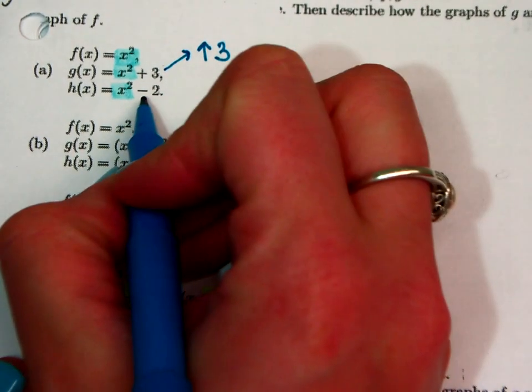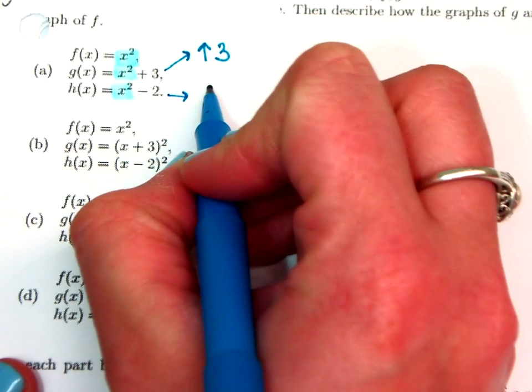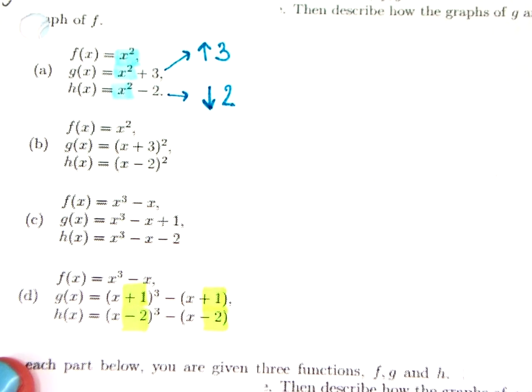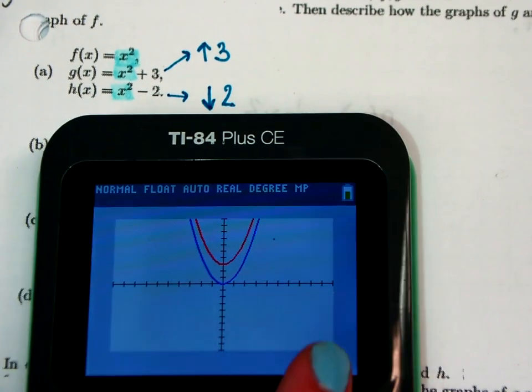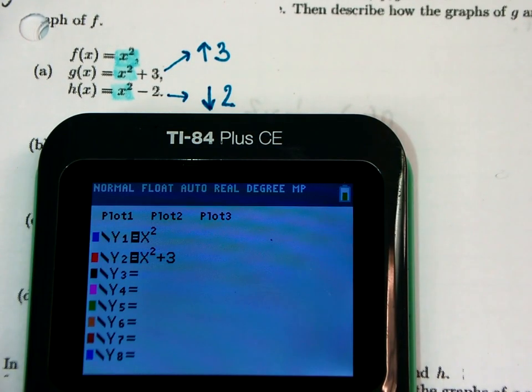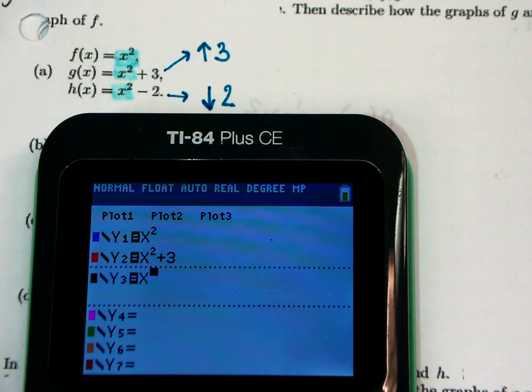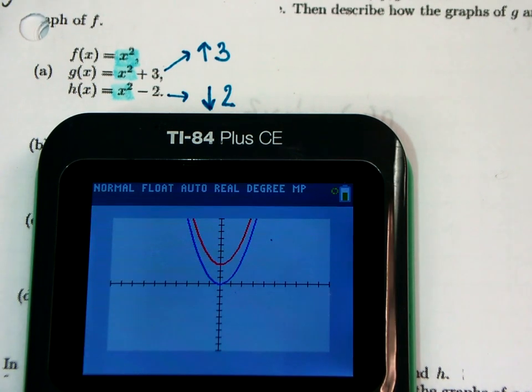This next one is a negative 2 on the outside, and what that's going to do is it's going to go down 2. So that's going to shift the function down 2, and I will go ahead and also graph that one as well. So that one will be black. So notice how that blue function shifts down 2.